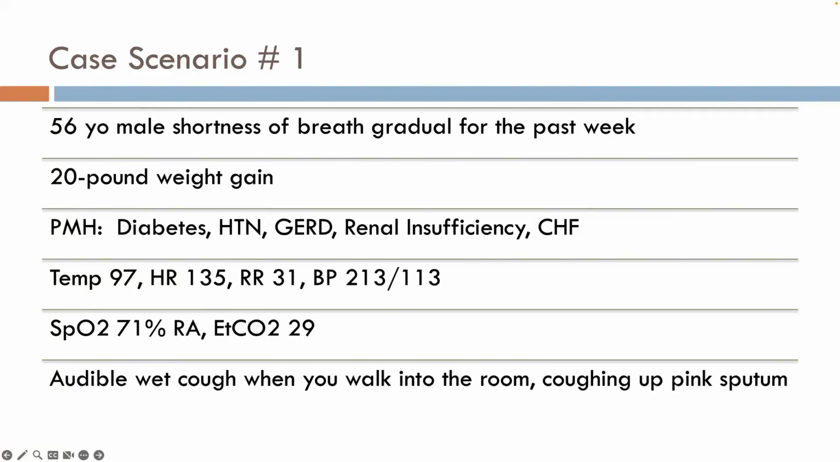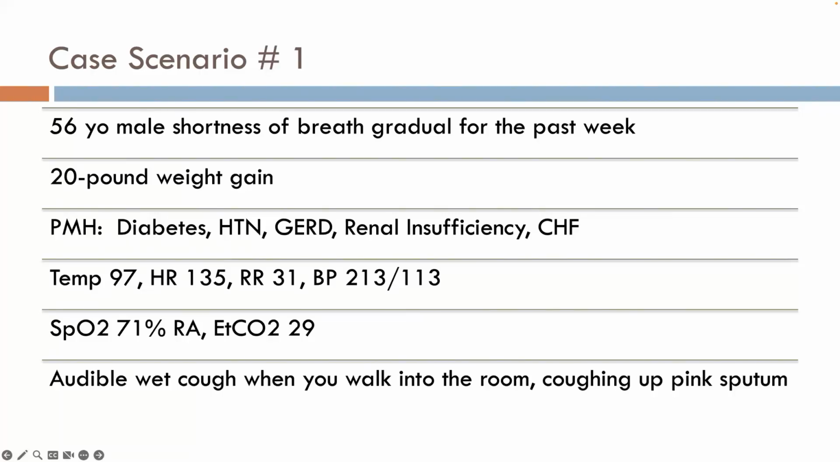All right. Scenario one, okay? So we're going to talk a little about respiratory failures. 56-year-old, 20-pound weight gain. Is that good or bad? Okay. History of diabetes, hypertension, renal insufficiency, CHF. Okay. Heart rate's 135, blood pressure is 213 over 113. Okay. His end-tidal CO2 is 29. He's breathing 71% is his oxygen level. Okay. Good or bad? What does he have? What are you going to do?